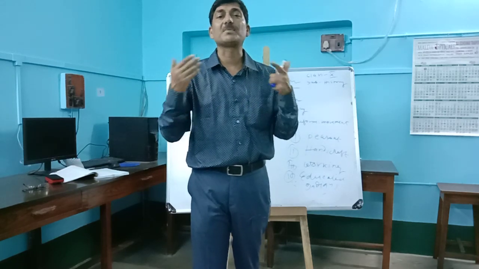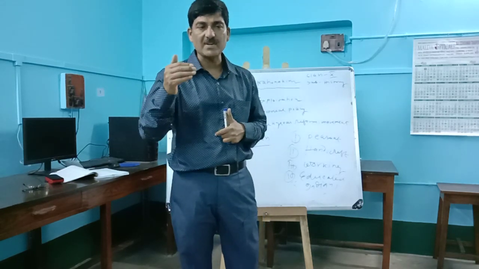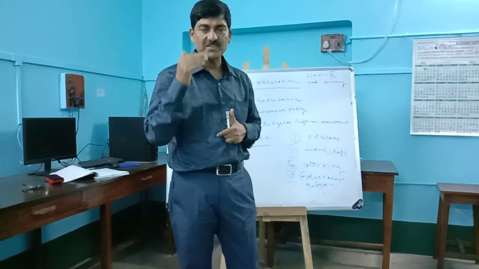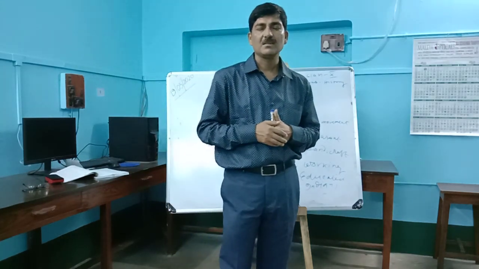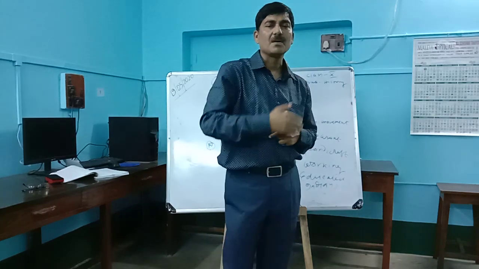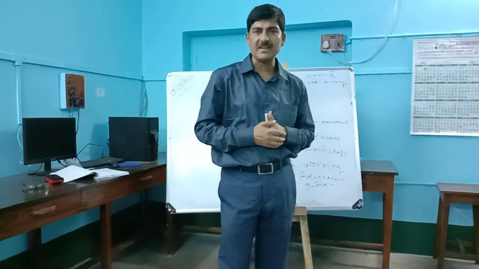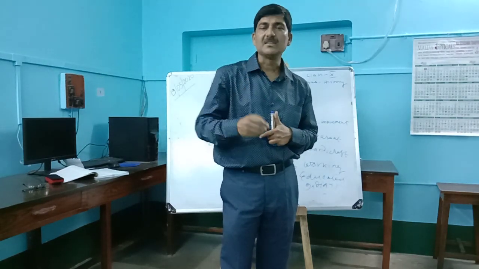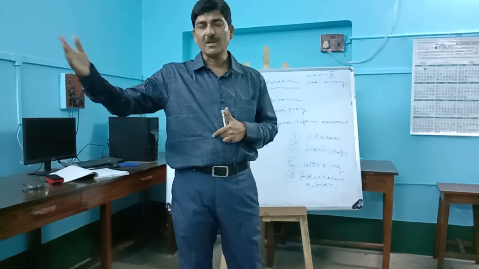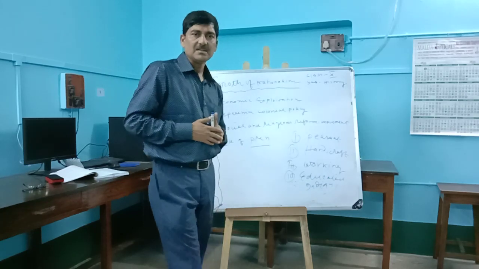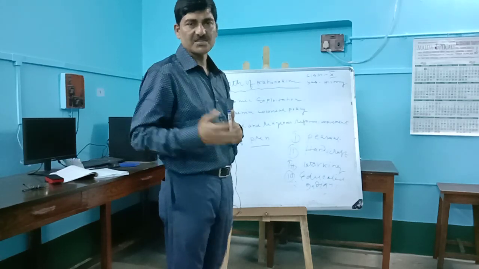Farmers were not the owners of the land. The owners of the lands were zamindars. The zamindars purchased the village from the British government by giving a revenue to the British government. So naturally, these zamindars distributed their land to the farmers.